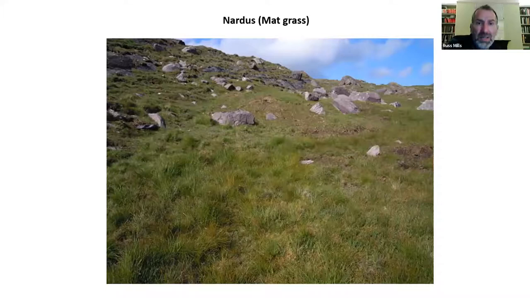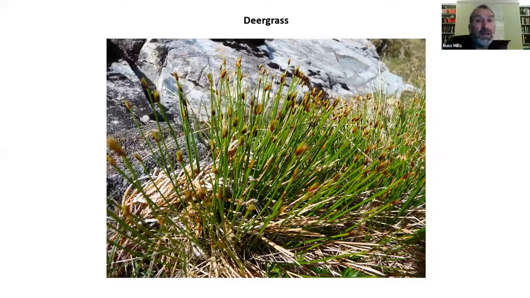Deer grass turns this rather nice orangey brown in the autumn, so it's quite pretty in large swathes across the hillside. It does give a nice orangey tint to the hills in the autumn.